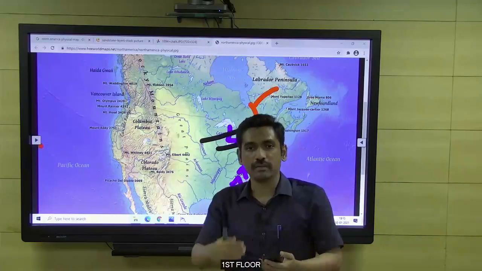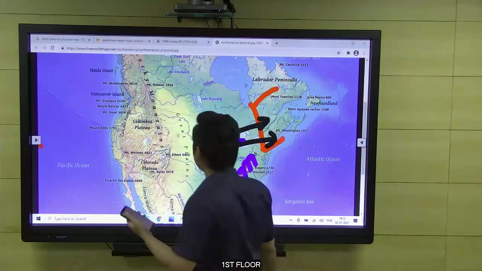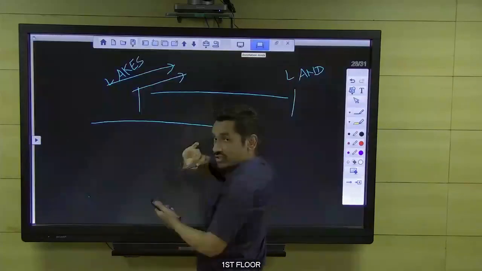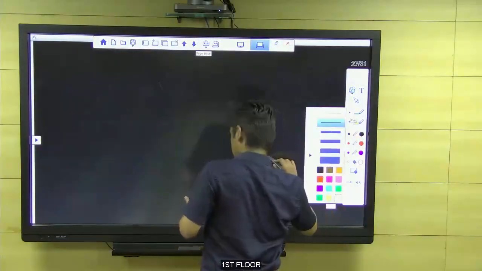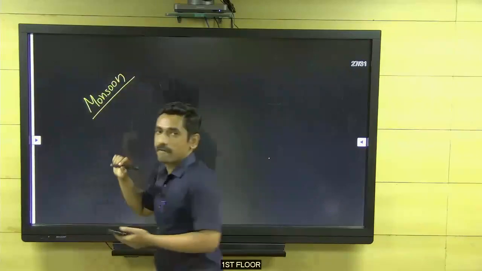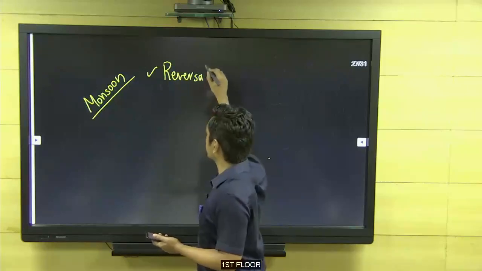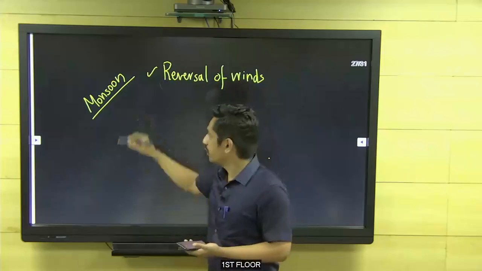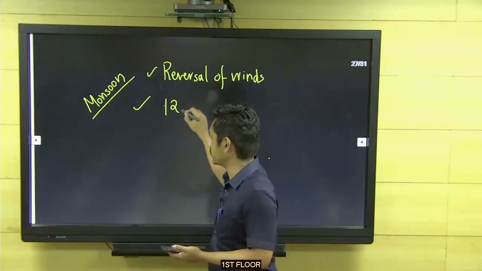What does pseudo monsoon mean? Pseudo monsoon means a climate which does not satisfy all the characteristics of monsoon. Since you're asking, let me tell you what you expect when you say it's a monsoon climate. India is a proper monsoon climate, meaning there are three conditions. First is reversal of winds governing your climatic region. Number two, the wind reversal should at least have a reversal angle of 120 degrees.